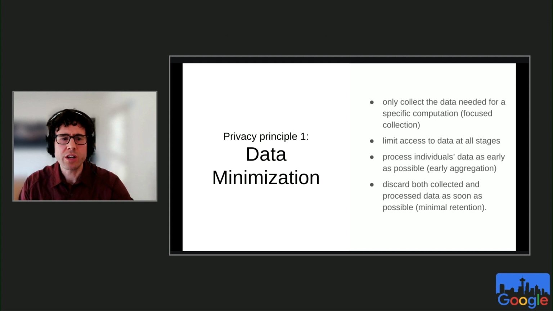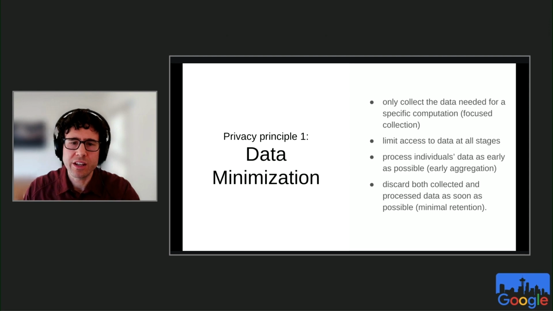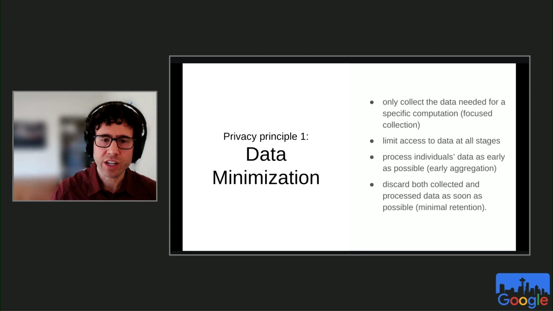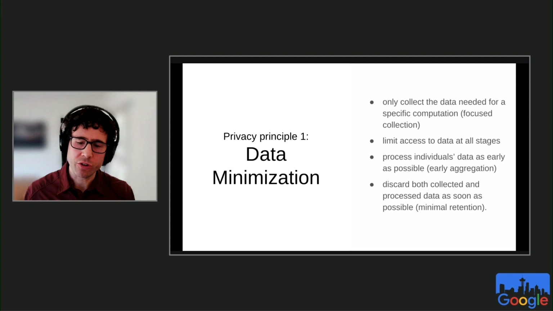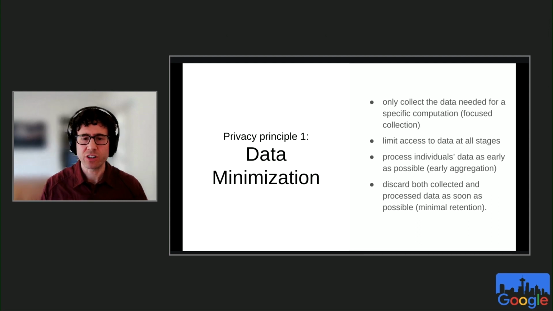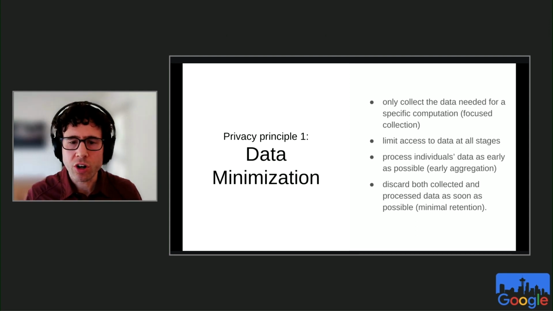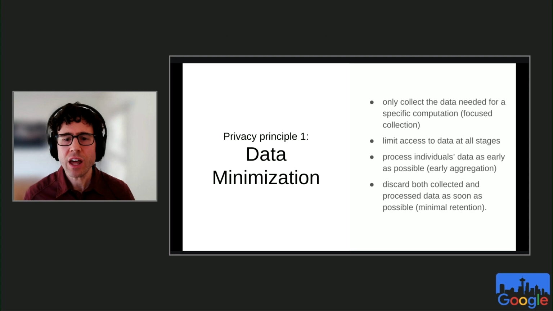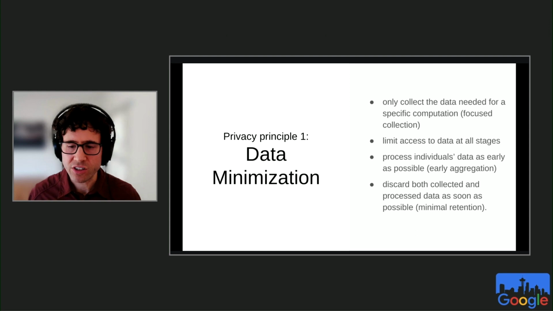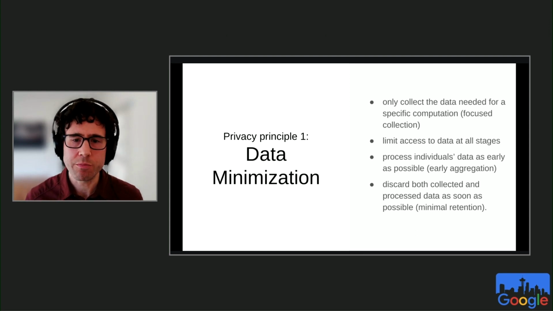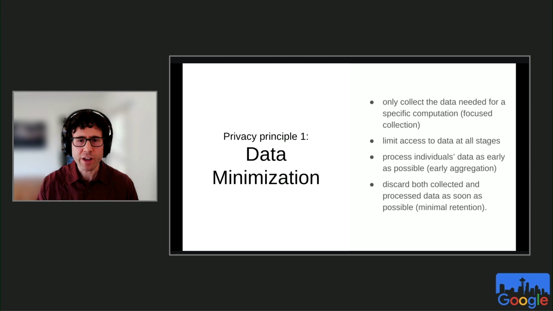So the first one of those I want to dive in on is the principle of data minimization. This is about only collecting the data that is needed for a specific computation, limiting access to that data at all stages of processing, processing individuals' data as early as possible, so kind of boiling things down to what you're actually interested in as soon as possible, and then discarding any data you no longer need as soon as possible. So you can think of a lot of this really as just good data handling best practices and good security practices. But this is still kind of the bread and butter of federated computation.